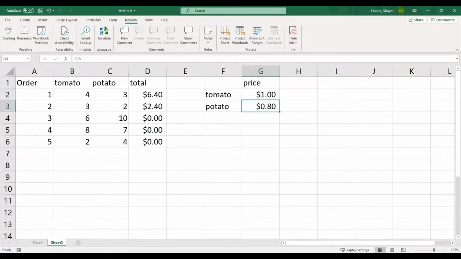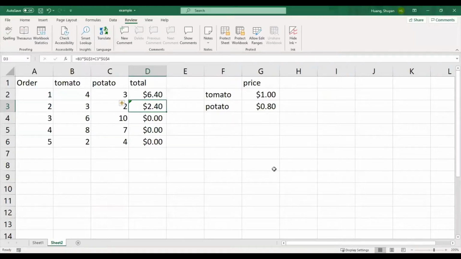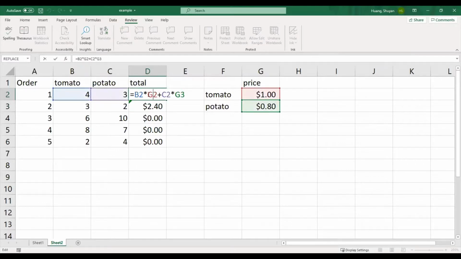In other words, we need absolute address, and that is achieved by a dollar sign in front of both column and row in the address. The shortcut to add the dollar sign is F4. Again, it is F4. So by pressing F4, I can add dollar signs to G2.